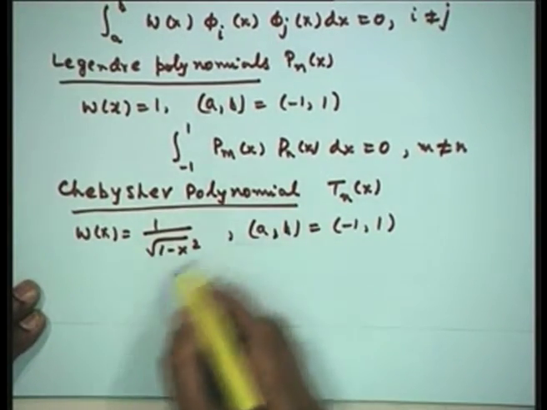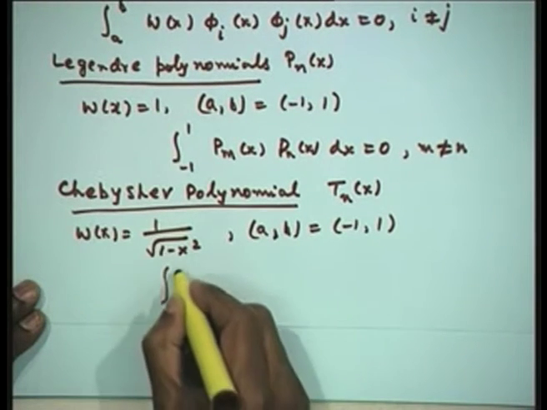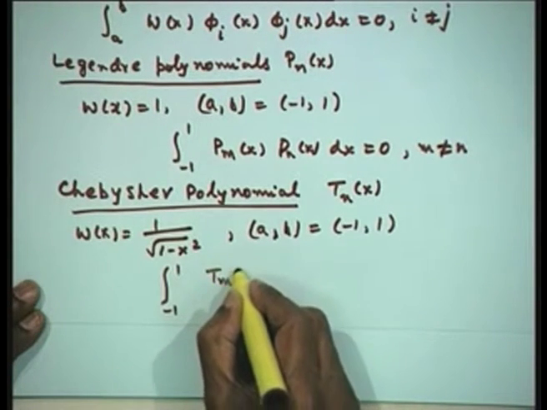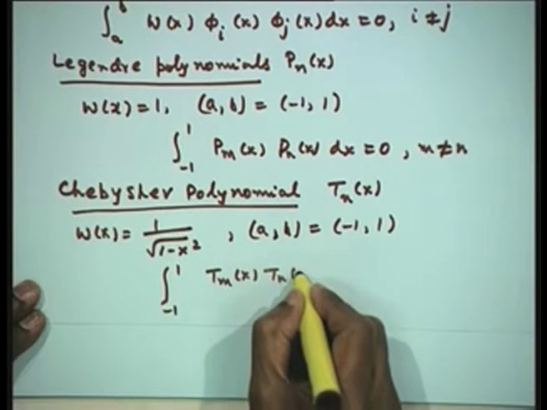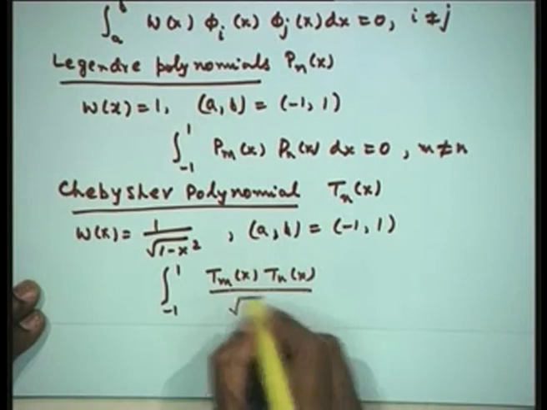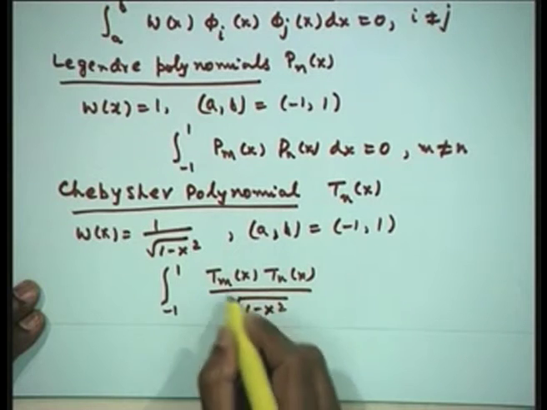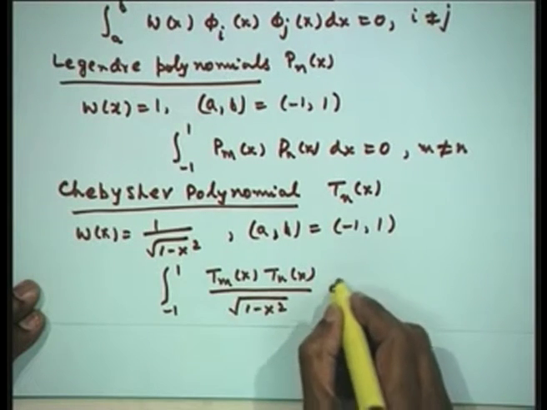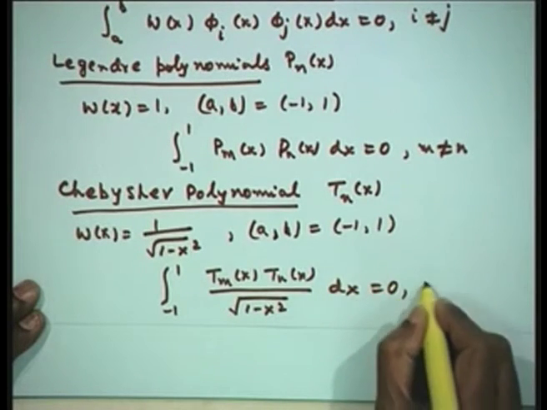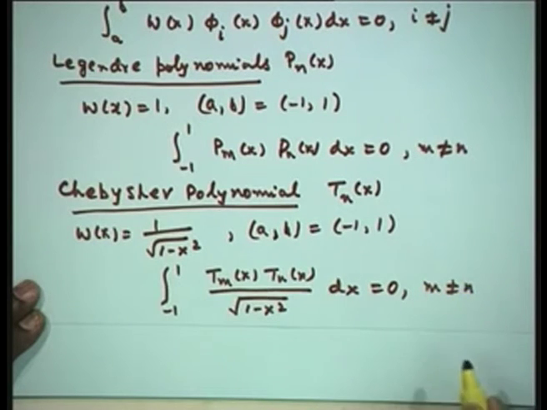Now, what this really means is, if I take the integral from minus 1 to 1 of T m x T n x by under root of 1 minus x square, that is, integral w x T m x T n x dx, it is equal to 0 for m not equal to n.